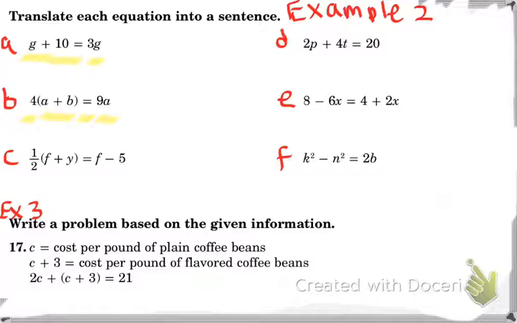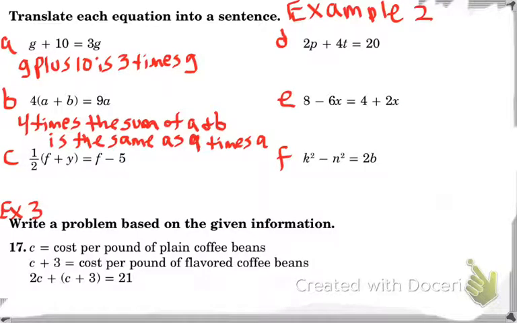That's what I'm saying. Translate some of these. So G plus 10 is 3 times G. And to save space, I didn't actually spell out the numbers. And the second one, 4 times the sum of A and B is the same as 9 times A. So now, give example C a shot on your own, and maybe even example D, and see how you did.